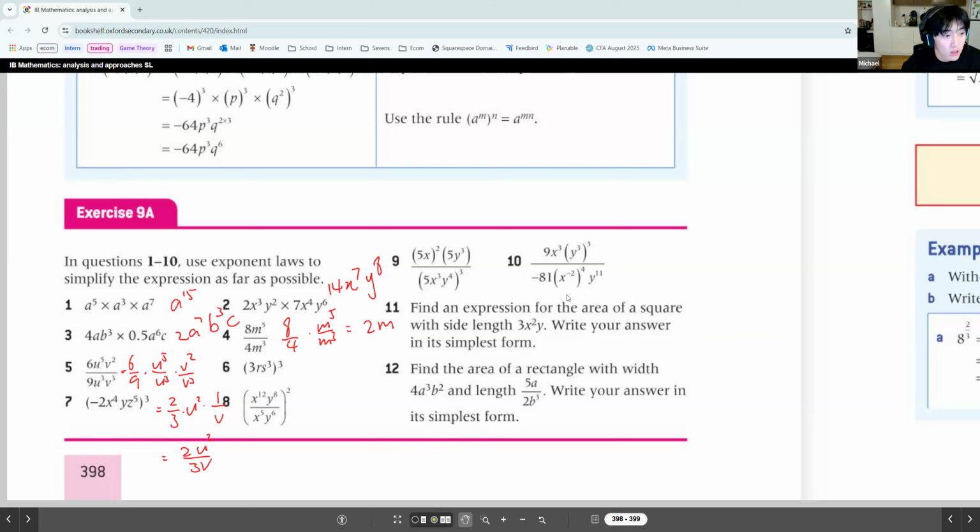Give me 1 second. All right, it's a bit messy. So I'm just gonna delete everything. Any questions up to question 5 right now?